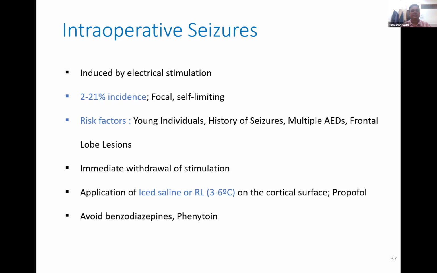and frontal lobe lesions. Immediate withdrawal of stimulation is the first step which has to be taken, and then iced saline or ringer lactate around 3 to 6 degrees centigrade should be poured on the cortical surface, and if it is not controlled, then propofol can be given. And usually benzodiazepines and phenytoins are avoided as these will interfere with the EEG if it is for epilepsy surgery.